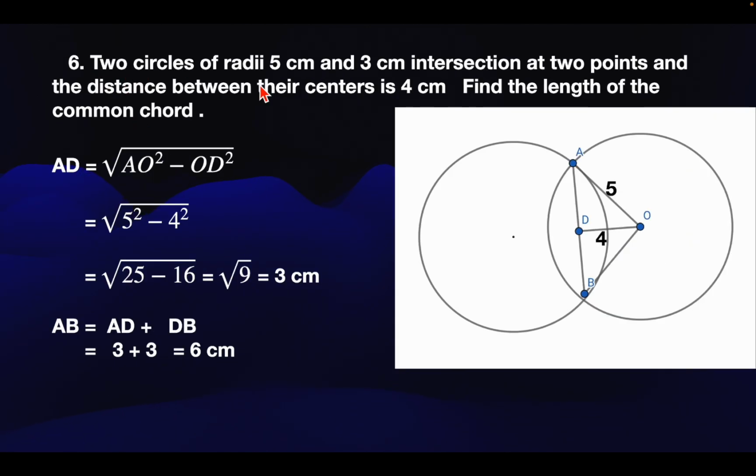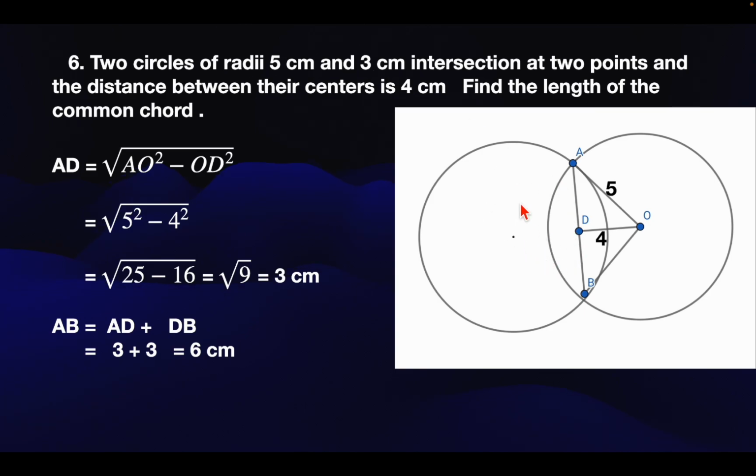Question 6. Two circles of radius 5 centimeter and 3 centimeter intersect at 2 points and the distance between their centers is 4 centimeter. Find the length of the common chord. Okay, so one circle, this circle I am taking as 5 centimeter. That is the radius of this circle. Okay, this circle is the smaller circle. Its radius is 3 centimeter.